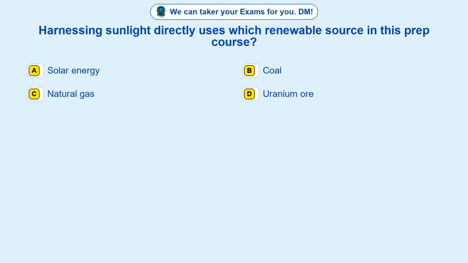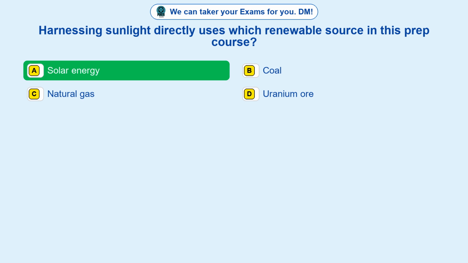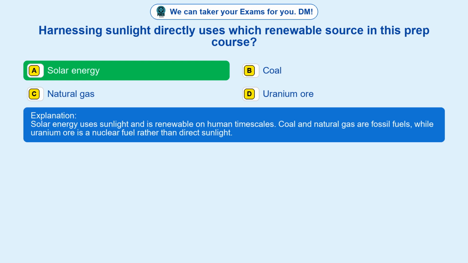Question 98. Harnessing sunlight directly uses which renewable source in this prep course? Option A, solar energy. Option B, coal. Option C, natural gas. Option D, uranium ore. The correct answer is option A. Solar energy. Solar energy uses sunlight and is renewable on human time scales. Coal and natural gas are fossil fuels, while uranium ore is a nuclear fuel rather than direct sunlight.